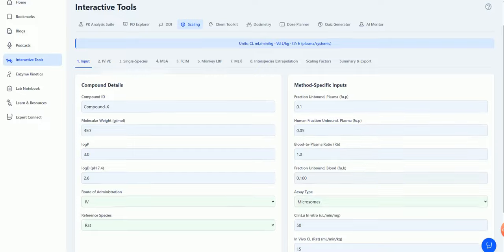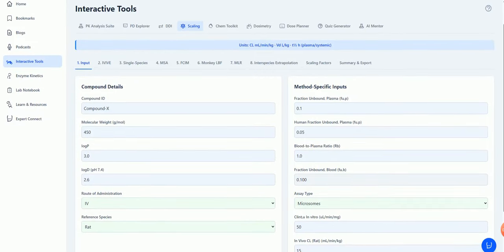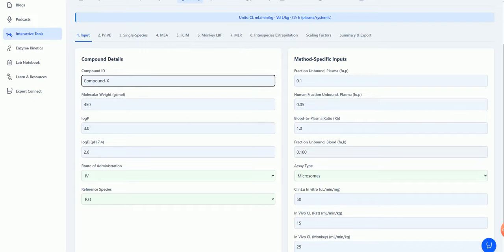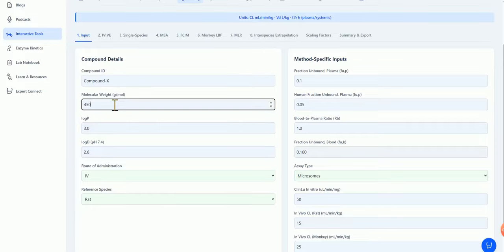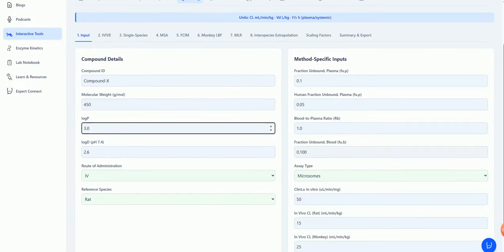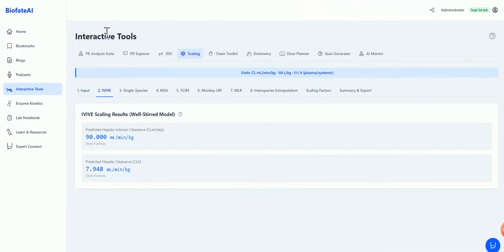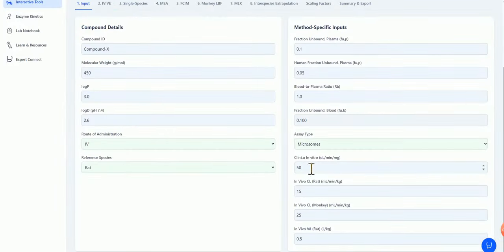The scaling suite is where we translate in vitro and animal data into human predictions. Let's characterize a hypothetical compound X. First, we input our physicochemical properties like molecular weight, log P, and log D. Now, let's look at IVIVE, in vitro to in vivo extrapolation. We'll select rat as a reference species and enter a microsomal intrinsic clearance of 50.